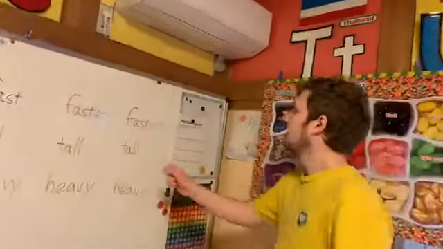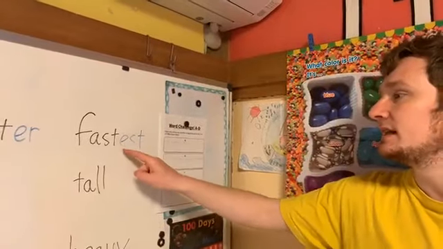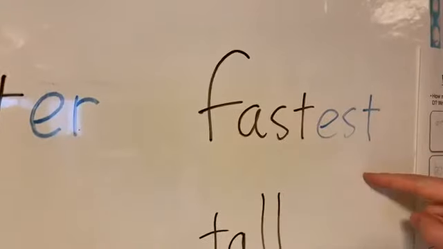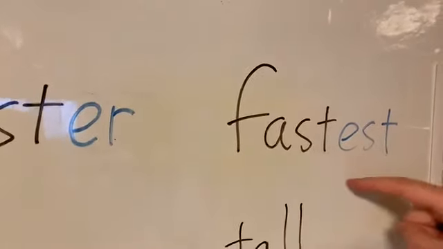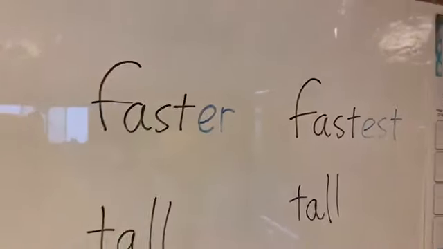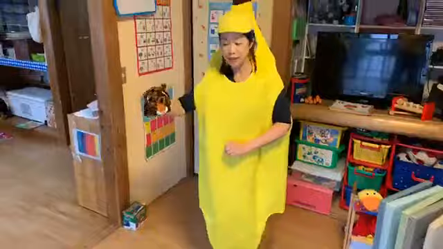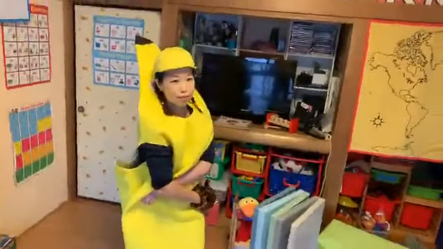There's one more word. Come on. We've got fast, E-S-T. Fastest. So everyone, I am fast. The banana is faster. But the tiger is the fastest! Whoa! Tiger's like a rocket! Tiger's so fast! Wow! So Tiger's the fastest, everyone!